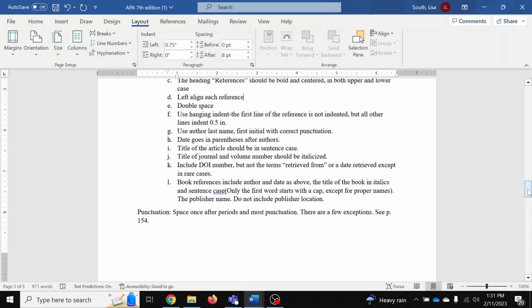It's sentence case. Then the title of the journal and the volume number. The title of the journal should start each word with a cap, and it should be italicized. The journal title and the volume number, that very first number that comes after the journal title, should be italicized. Then comes the issue number, and then comes the page range. Those are not italicized. And then the DOI number is not italicized.